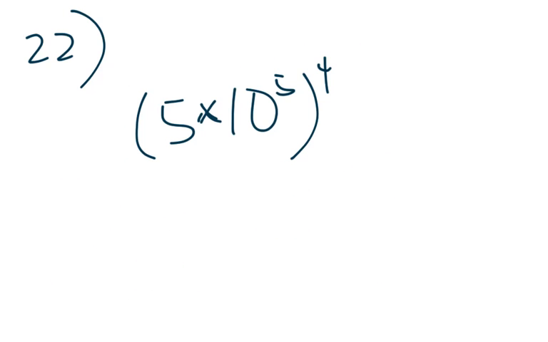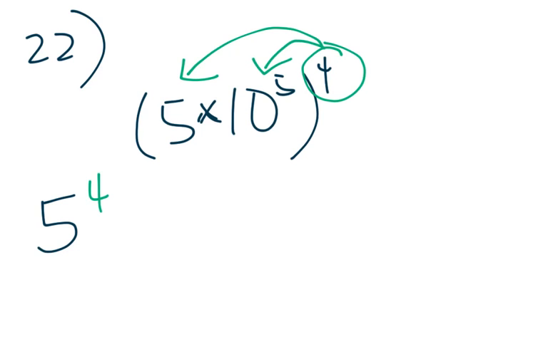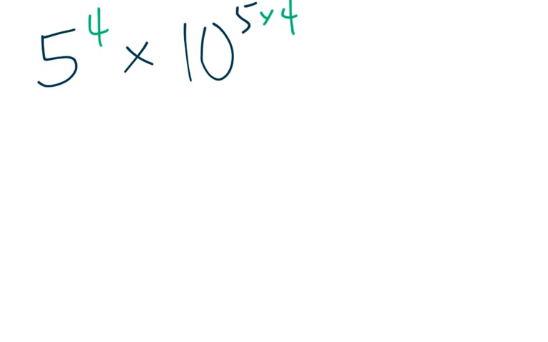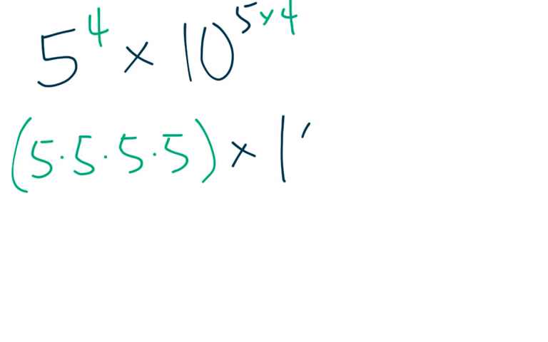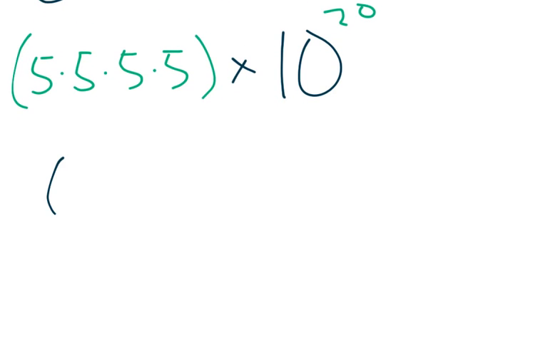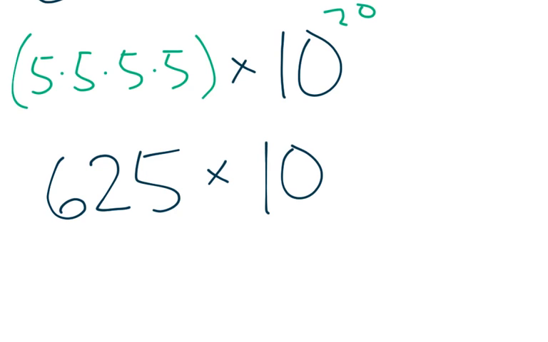Number 22, we have 5 times 10 to the 5th to the 4th power, so we want to make sure this 4 affects the 5 and it affects the 10. So we have 5 to the 4th power times 10 to the 5th times 4. So 5 to the 4th is the same as 5 times 5 times 5 times 5. Okay? Times 10, and 5 times 4 is 20. So 5 to the 4th power is 625. You can do this on a calculator if you want. Times 10 to the 20 power. But remember, this number needs to be in between 1 and 10.